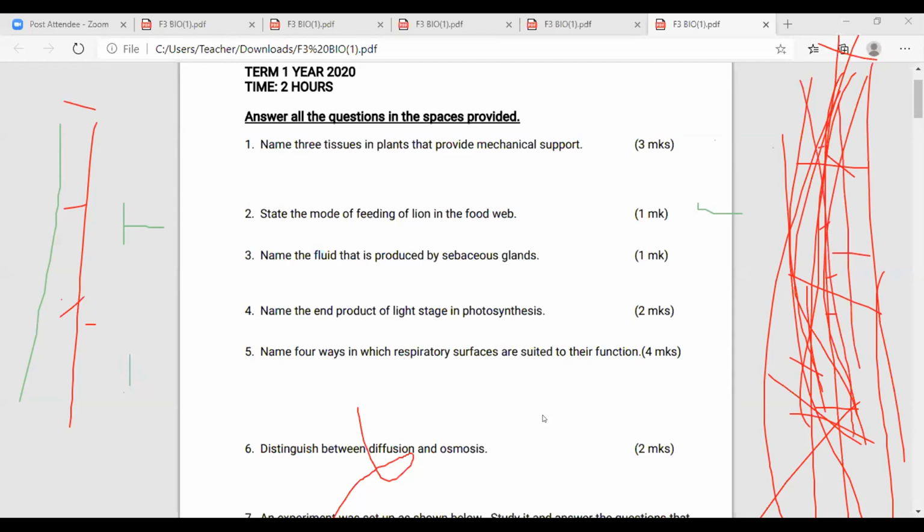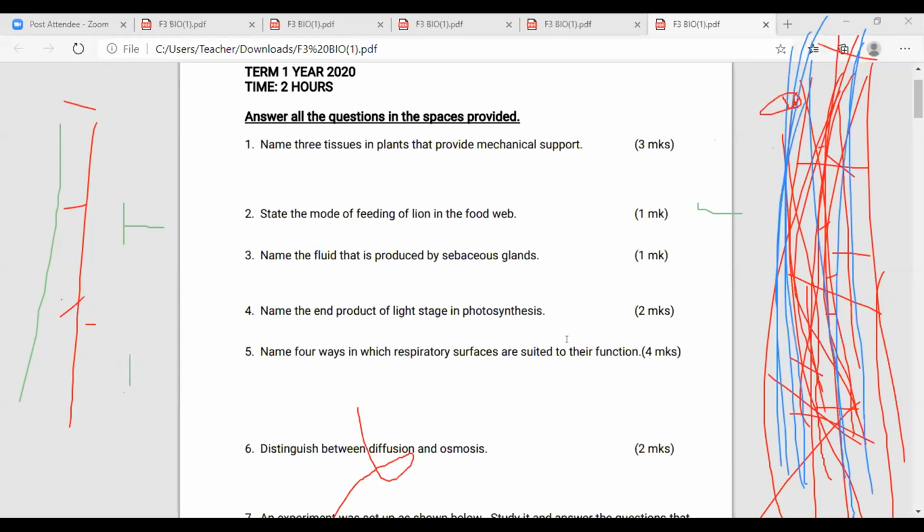Name the end product of light stage in photosynthesis. So what is the end product? Hydrogen ions and oxygen gas. Yeah. Question next.